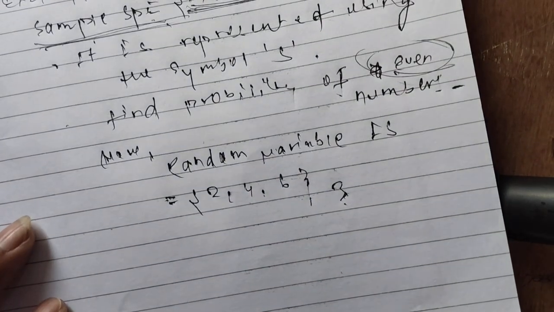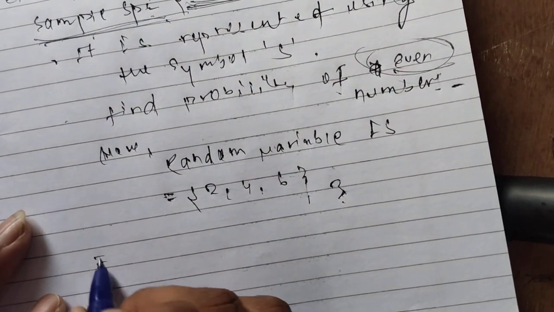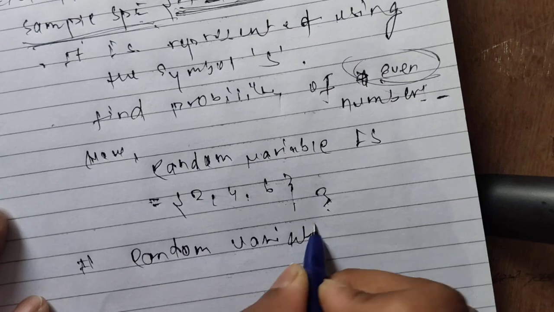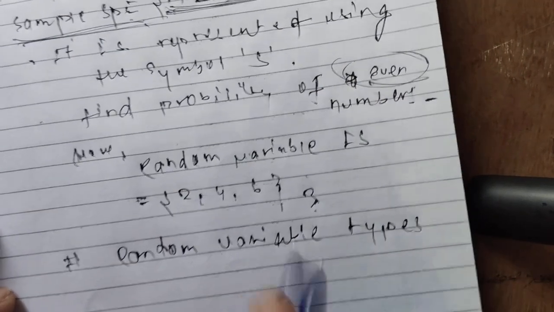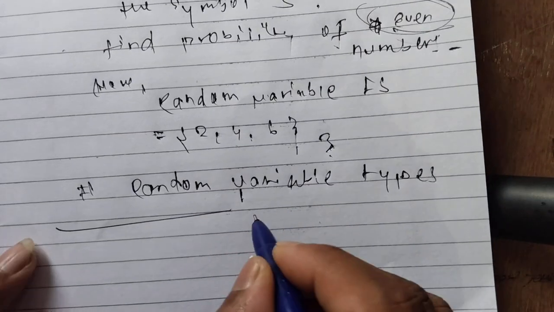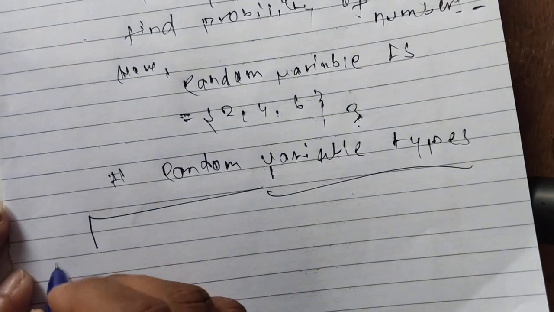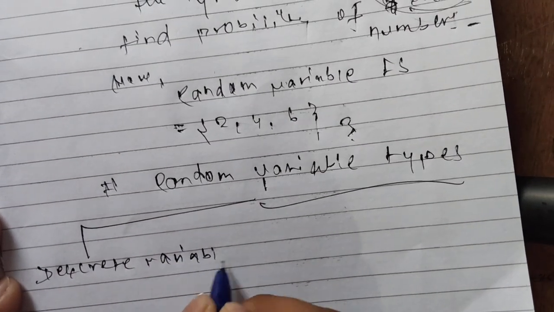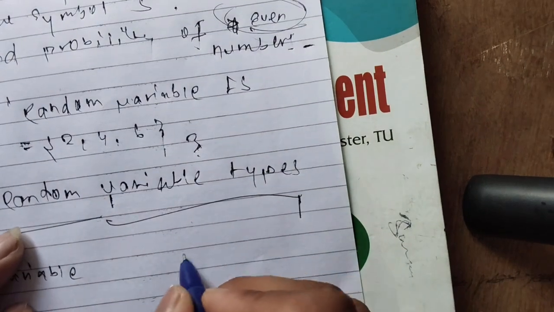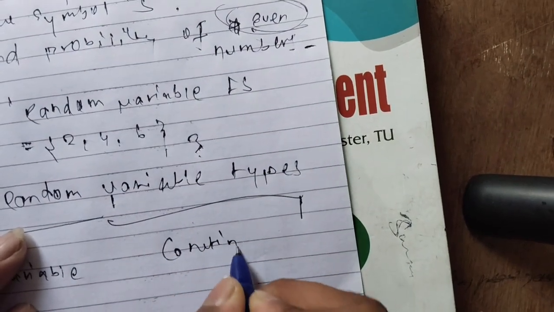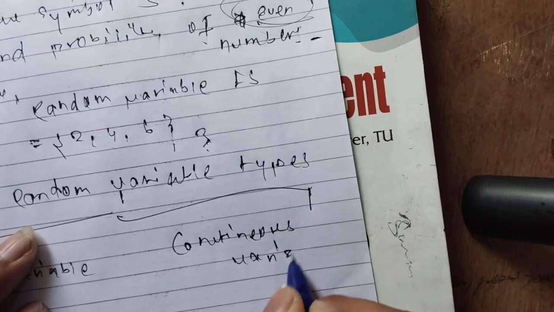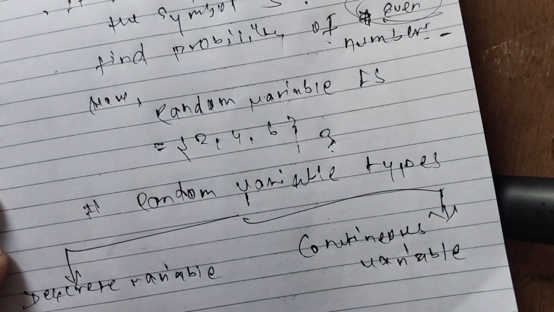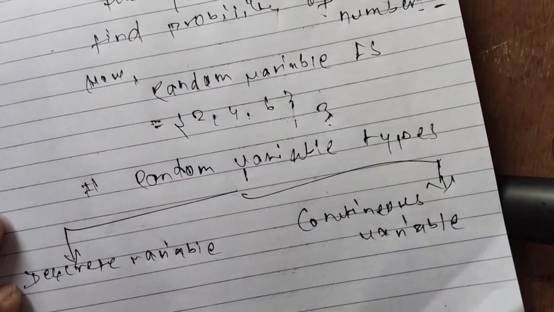Next we will learn the types of random variables. There are two types. First, the discrete variable, and next, the continuous variable. We will understand what a discrete variable is and what a continuous variable is.